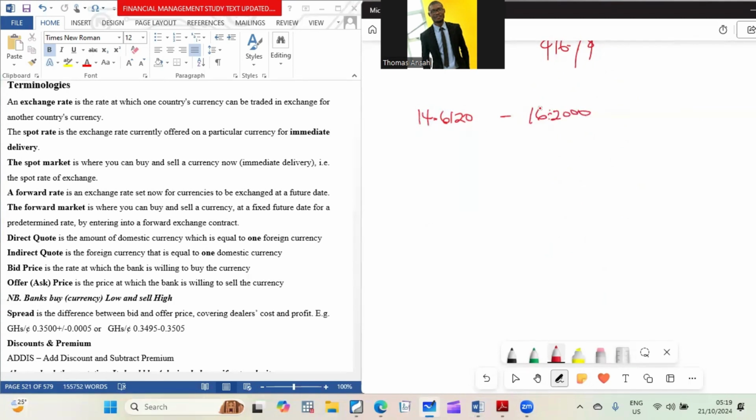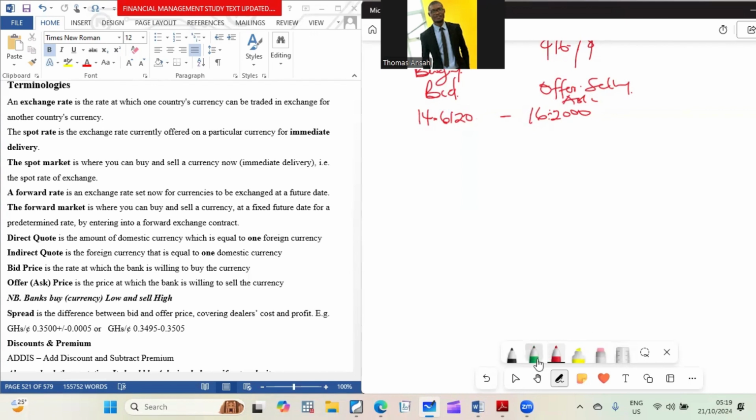What does it mean? It means that this is the bank's bid price and this is the bank's offer price. Or the bank's buying price and the bank's selling price. We also call the offer price the ask price. Now, what does it mean?